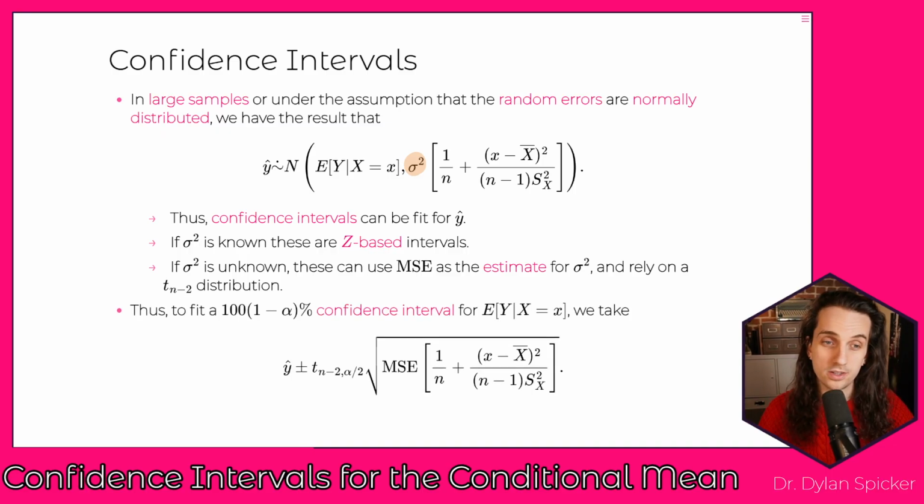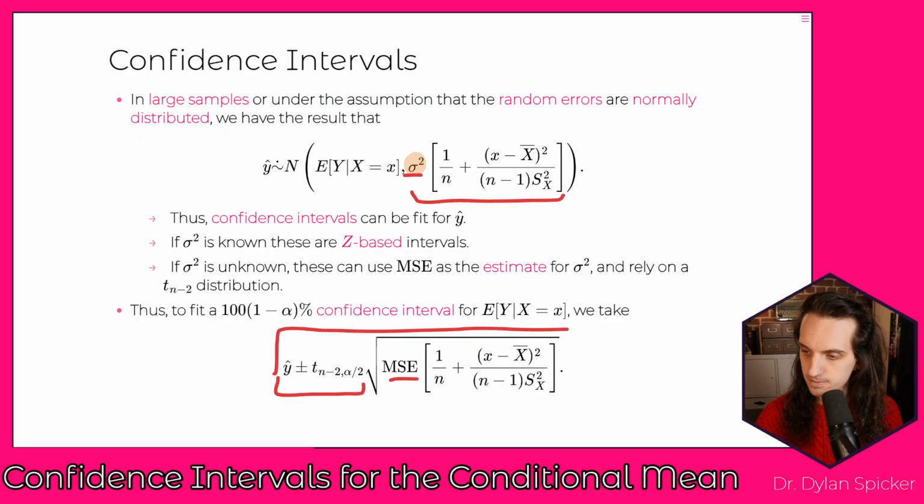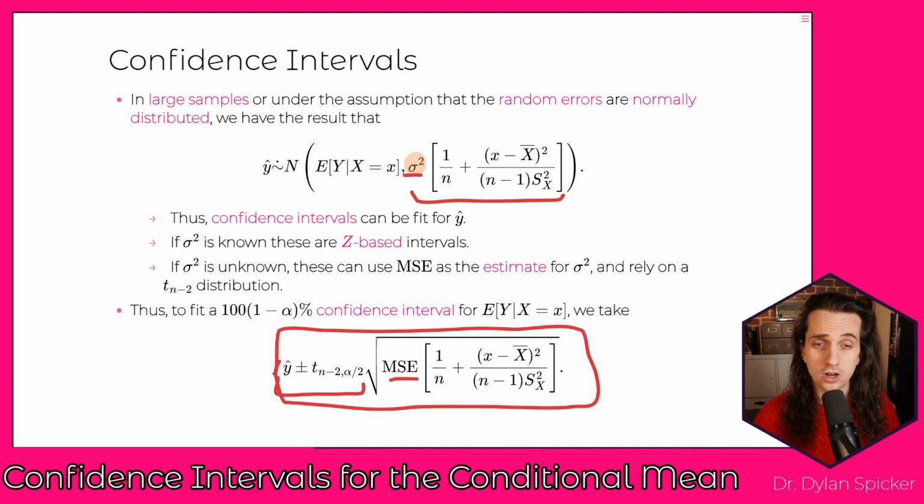Generally, if we want to fit a confidence interval for y hat, we take y hat plus or minus t_{n-2, alpha/2}, that's our critical value, times the square root of our estimated standard error. The estimated standard error replaces sigma squared with the MSE, keeps everything else the same, and then we take the square root of it. This is ultimately our format for our two-sided confidence interval.